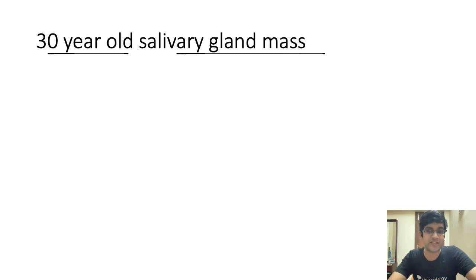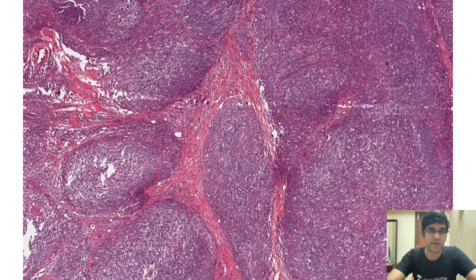I think there are 4 images here and one IHC. That IHC is going to give you a clue that it's not a simple case, because for a salivary gland mass, generally we don't use much IHC, right? So we'll look at the first image. This is the first image. There are 2 10x images and 2 20x images.